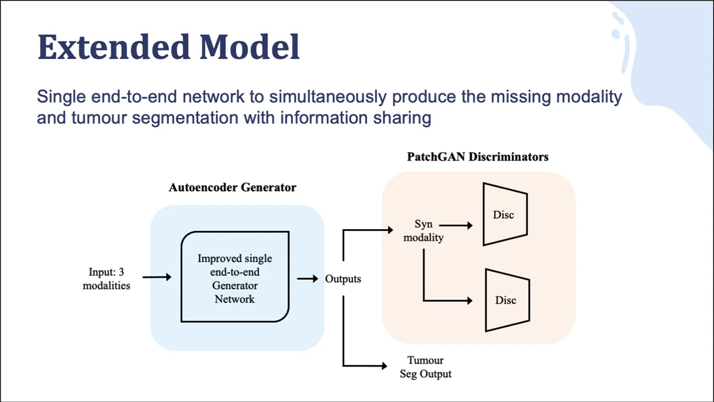With these improvements identified, we aim to improve the network from a 2-stage cascaded network to a single end-to-end network to simultaneously produce the missing modality and tumor segmentation output. The improved network will also enable information sharing. The extended proposed model is being submitted for patenting and a technical disclosure is currently being written for the model. Therefore, the details about the model architecture have to be withheld in this presentation.